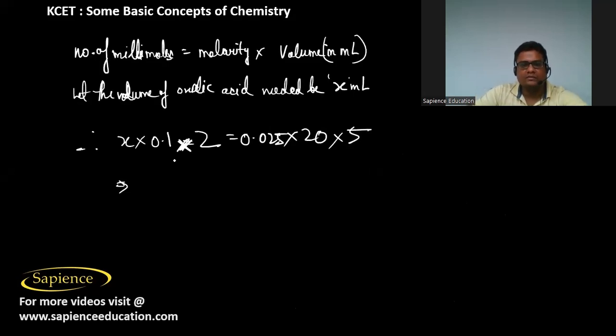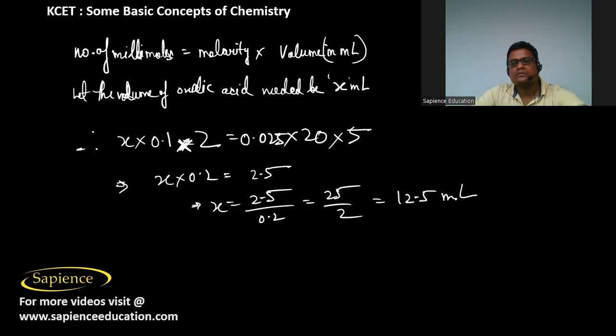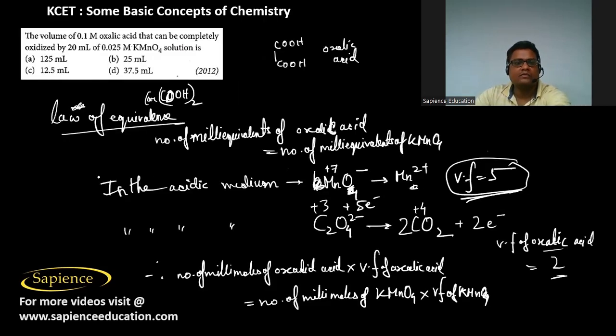Now if we solve it, then we will get x into 0.2 equal to 20 into 5, that is 100, into 0.025, so that is 2.5. So x will be equal to 2.5 divided by 0.2, that will be equal to 25 by 2, that is 12.5 ml. So 12.5 ml of oxalic acid is required. So option C is the correct answer.